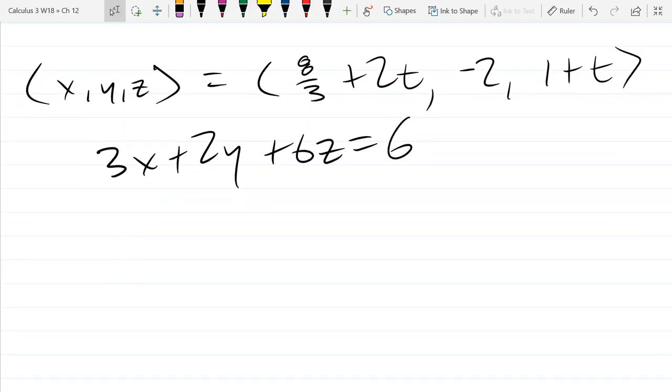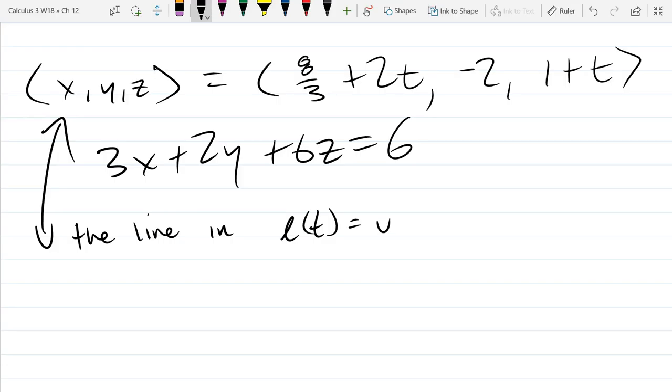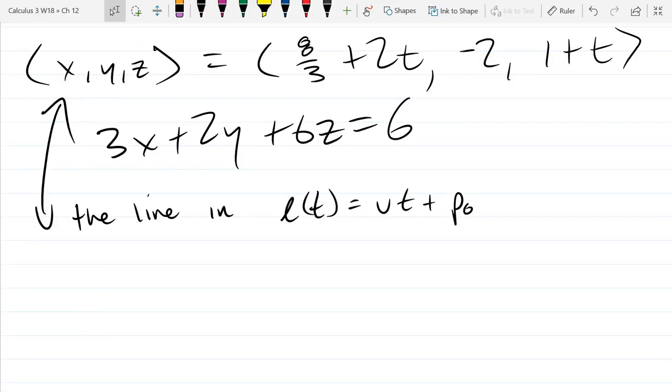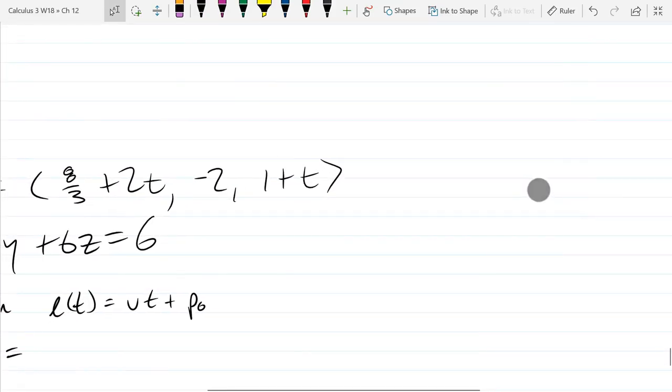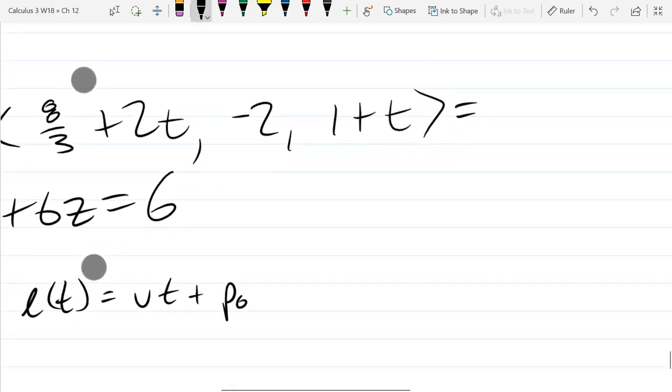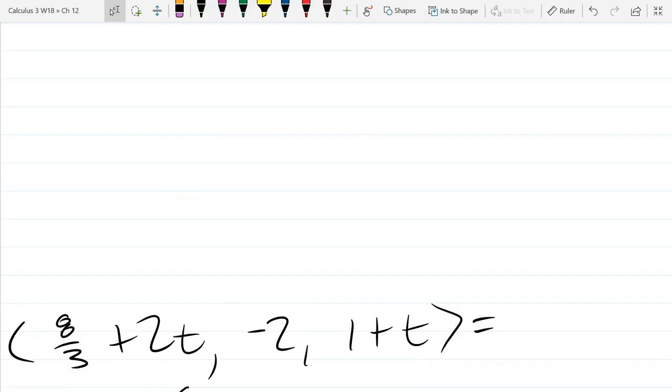So let's write the line in the way that I prefer. We're going to write the line in the form L(t) = vt + p0. What is the point on the line? OK, what's the direction? What is v? So let's pretend that you're confused about that, and let's break this down. In the line, there's a constant term and a non-constant term. The middle did not have a t value, so I'm going to write plus 0t.